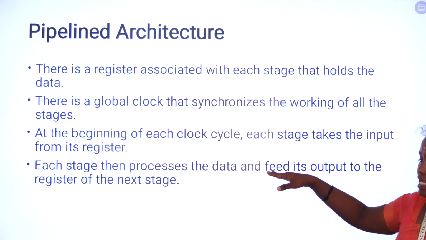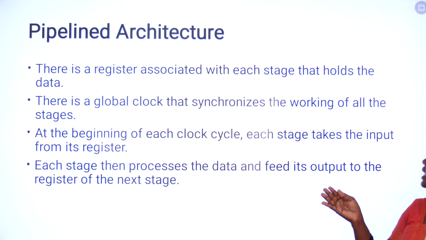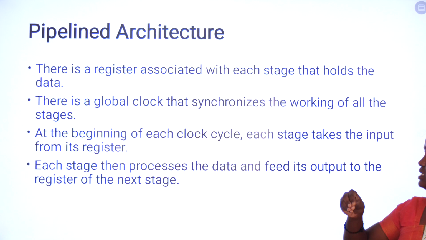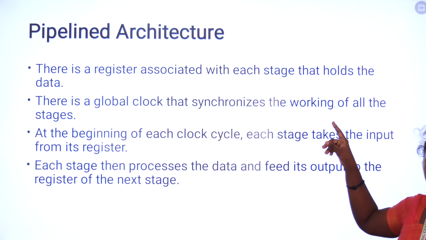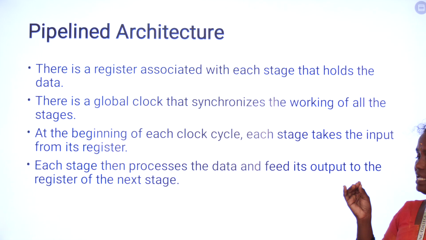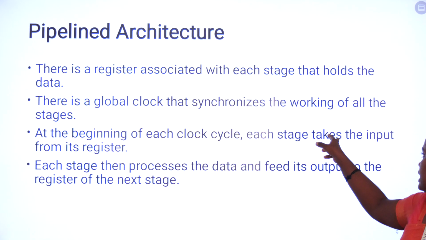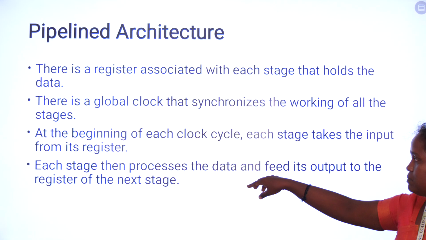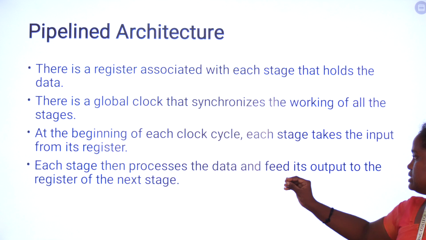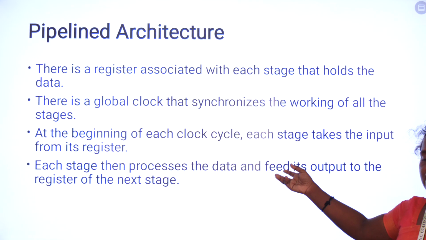In the pipeline architecture, there is a register associated with each stage. What is the use of the register here? It is used to hold the data. And there is a global clock that synchronizes the working of all the stages. At the beginning of each clock cycle, each stage takes its input from its register, and after processing the data, each stage feeds its output to the next stage's register. Fine.